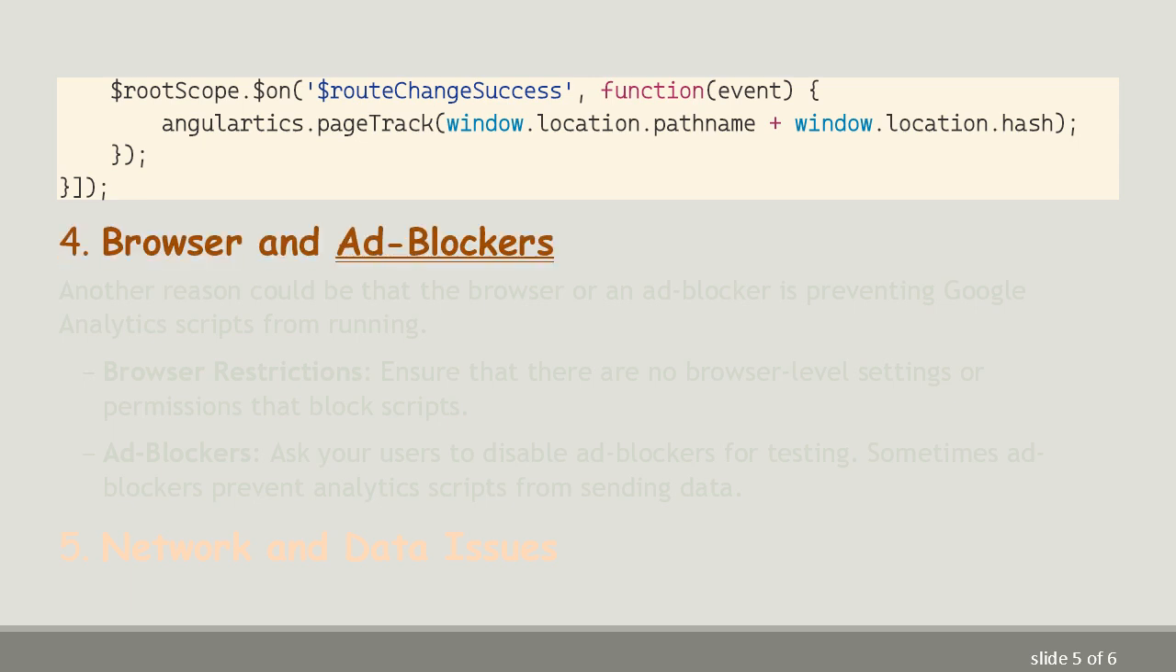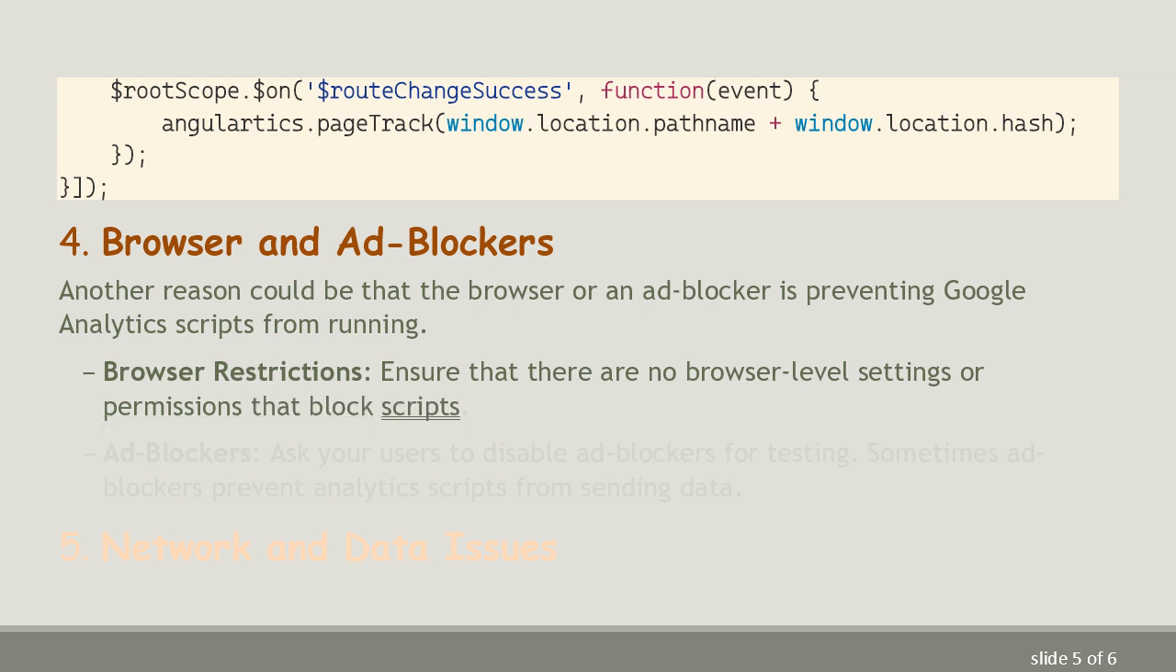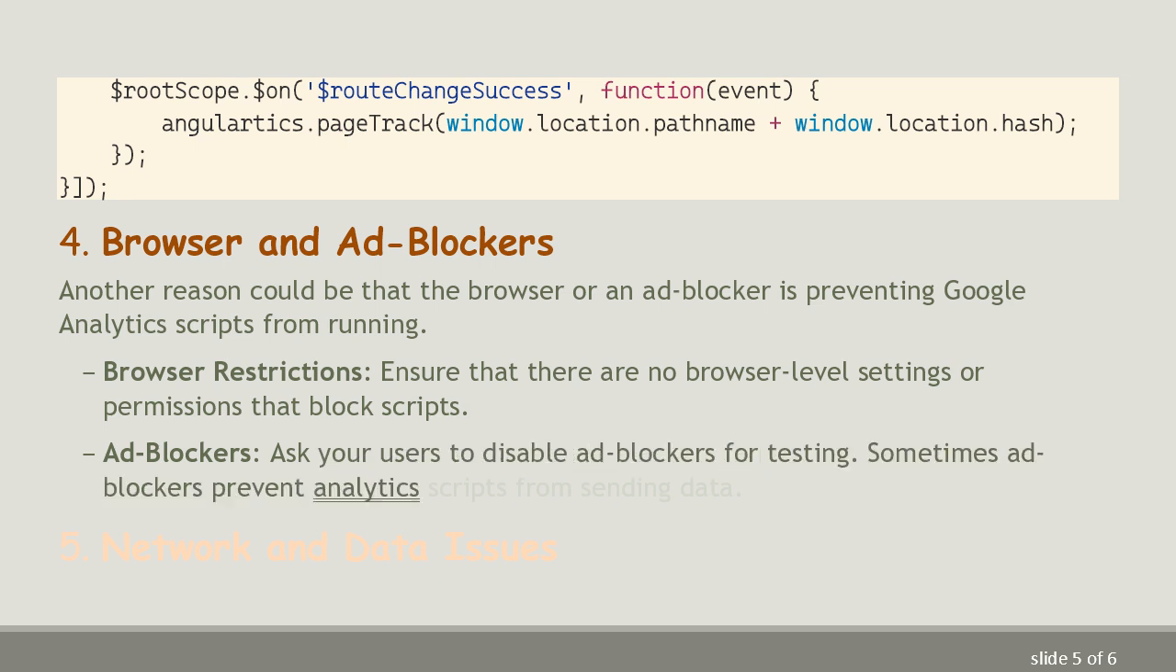4. Browser and ad blockers. Another reason could be that the browser or an ad blocker is preventing Google Analytics scripts from running. Browser restrictions. Ensure that there are no browser-level settings or permissions that block scripts. Ad blockers. Ask your users to disable ad blockers for testing. Sometimes ad blockers prevent analytics scripts from sending data.